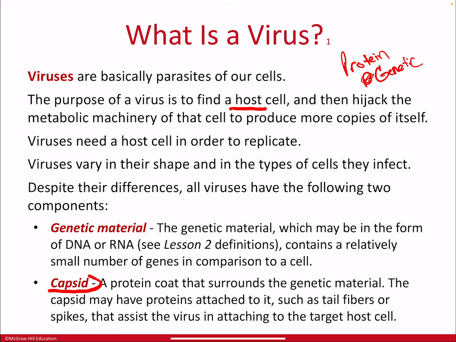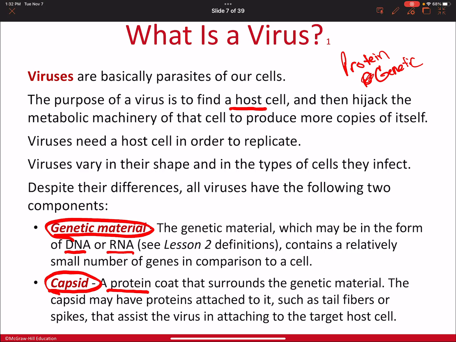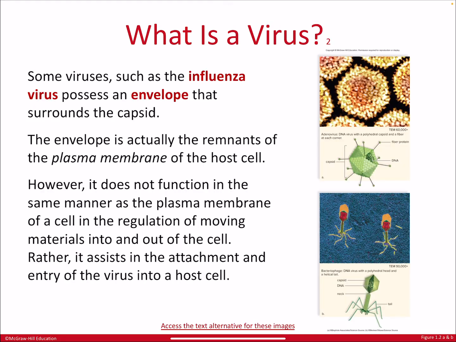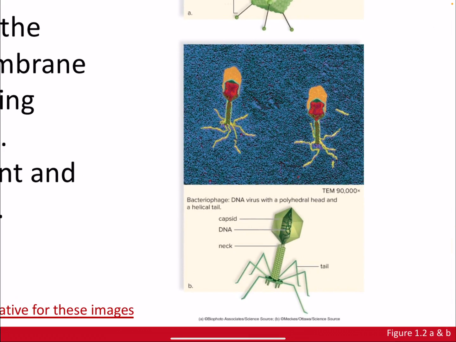So viruses are made of a capsid, which is the protein, and the genetic material that they have. The genetic material can be DNA or RNA, and they have relatively few genes. They don't really have a lot of DNA because they're not complicated. They're pretty simple organisms, so they don't really need that many genes to do what it is that they do. Some viruses possess this thing called an envelope that surrounds the capsid.